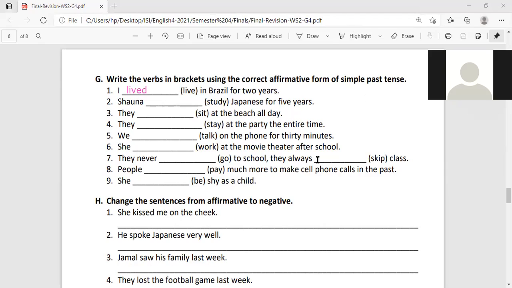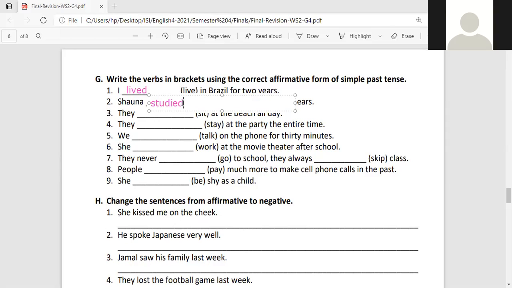Miss, can I do the second one? Yes, do it, Lana. Juana studied Japanese for 5 years. Studied. What should we do here, Lana? Cross the Y and put IED. Bravo. So when the verb ends with Y and before the Y we have a consonant letter, I cross out the Y and I add I-E-D. Thank you, Lana.